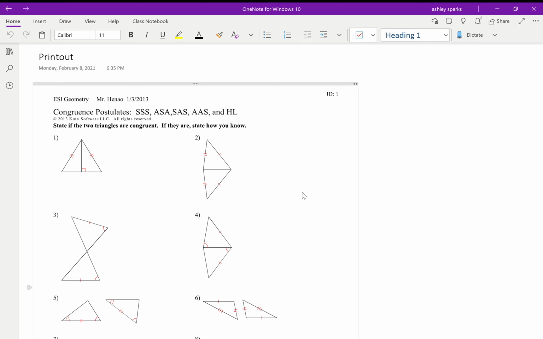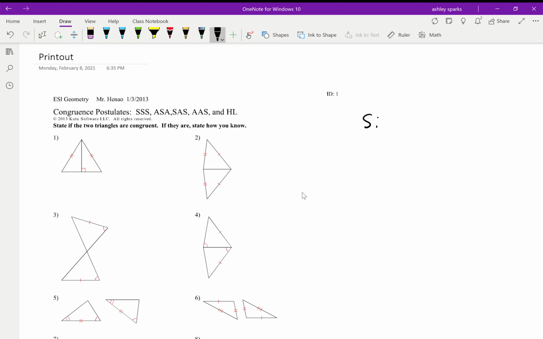Guys, this lesson is hopefully going to be pretty easy for you while I'm gone. Basically what you are working on is we're going to have 5 different postulates. We have side, side, side, or SSS. This means that if all 3 sides are congruent, then your triangles are congruent.